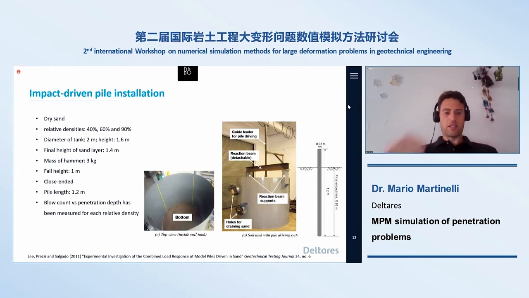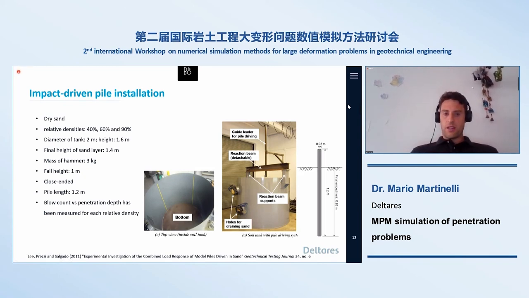It's again an example published, a 1G model published by this group of Salgado. It's a container with some dry sand, compacted at different relative densities, 40%, 60%, and 90%, and with a pile here. That is, it's approximately 1.20 meters long with a 3 centimeter diameter that is being pushed by impact driving into the soil.